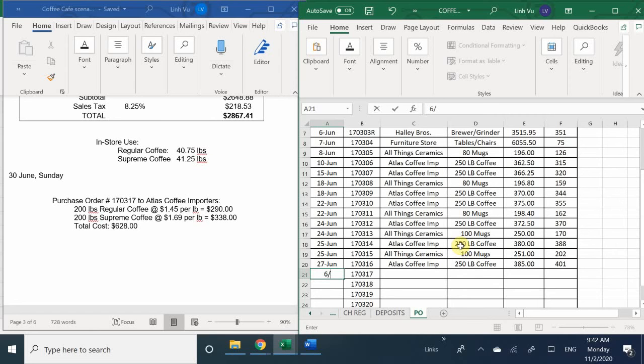So this is the 30th. Okay. What did we order? We ordered 400 pounds of coffee from Atlas Coffee Importers. Yeah, 400 pounds. And the total is $628. Good.